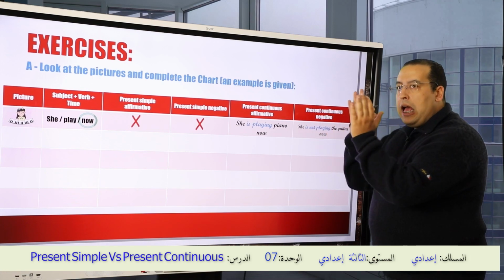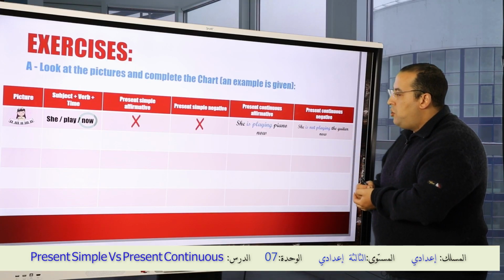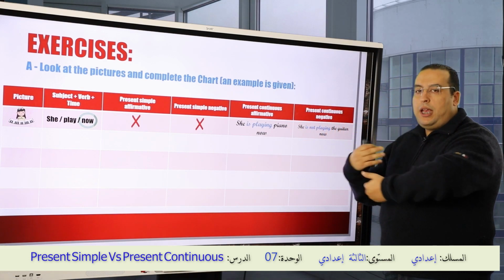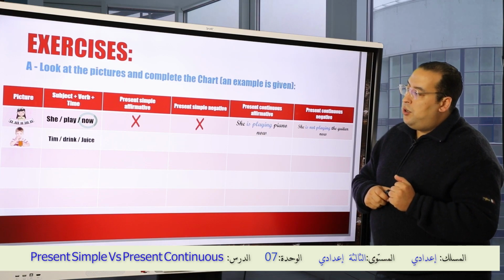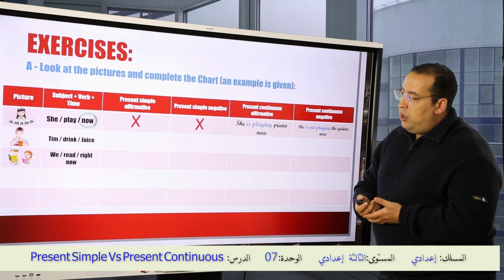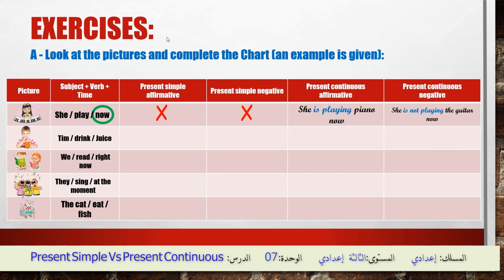So you see, you say what's happening in the picture, and you say something that means the same by trying to change a few words, okay? So you try to mention what is in the picture, and in the negative you change a few words to give the same meaning, keeping the form as we have learned before. The second picture: Tim, drink, juice; we read, right now; they sing, at the moment; and the cat eats fish. So if we should use the present simple, go ahead and use it. And if it is about present continuous, which means you have a time indicator, use the present continuous. Take your time to think about the correct answers.